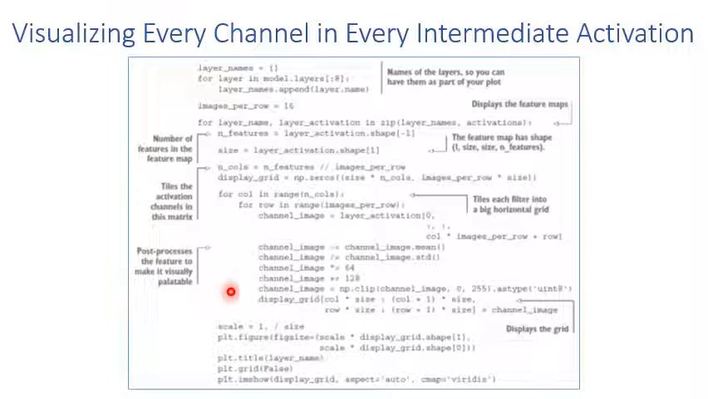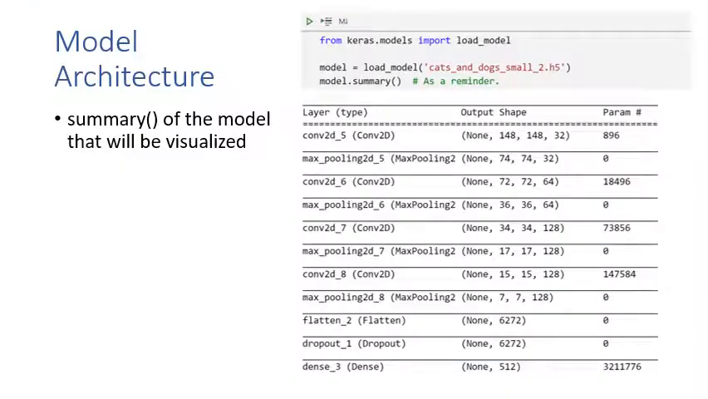Okay, so now we can save the channel image into the target grid area. And finally we can visualize it. Here is the summary of our cats and dogs small model. As a reminder, we have 4 convolution layers, which are called Conv2D5, 6, 7, and 8. So we can visualize the convolution layer activations.